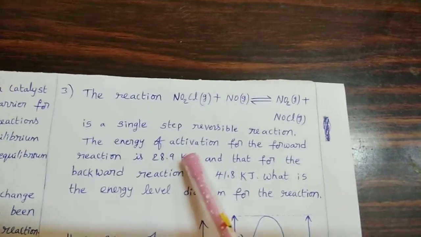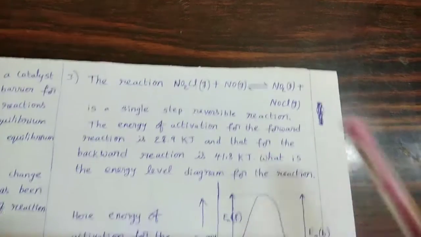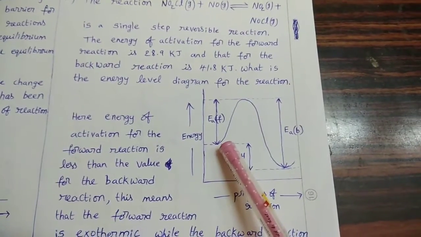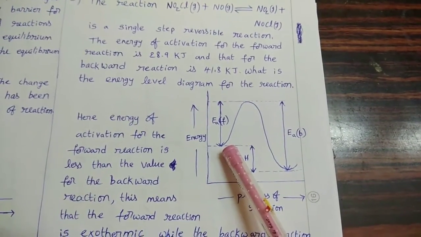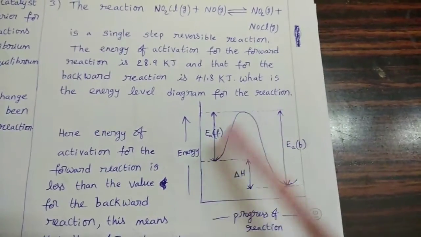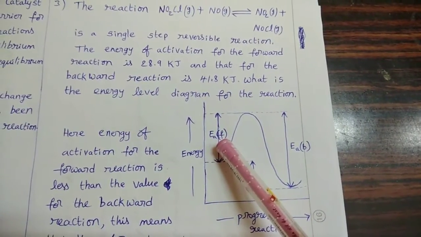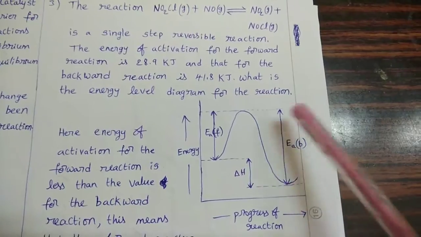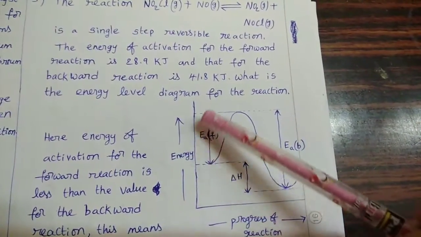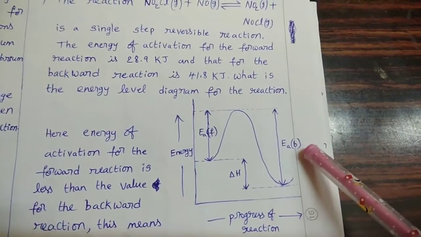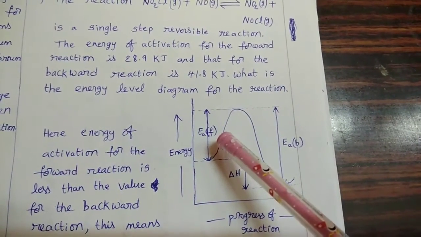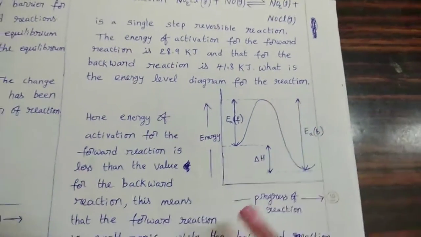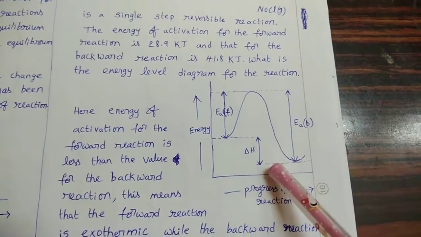Okay, so EF value this one, EB value this one. For this we can get this type of graph. The energy of reactants is less, that means forward reaction activation energy is less and backward reaction activation energy is more. So this value is less and this value is more. So based on this activation energy for forward reaction and activation energy for backward reaction, we can get this type of graph. Now the energy difference between EF and EB is delta H.